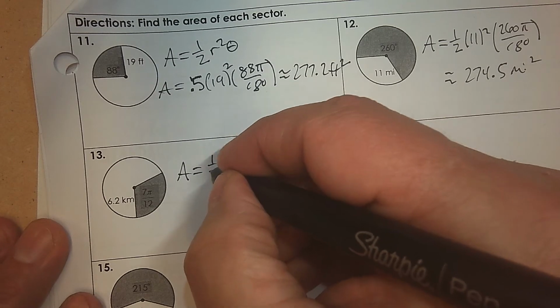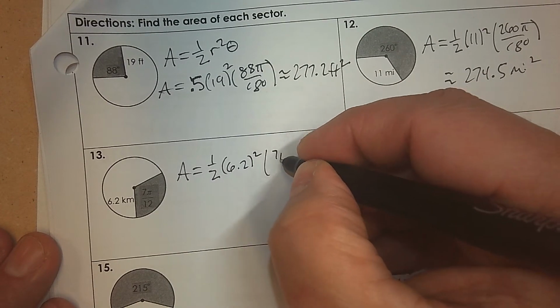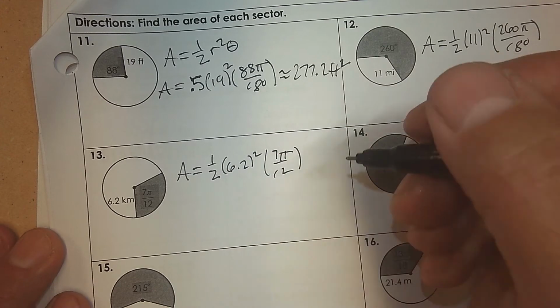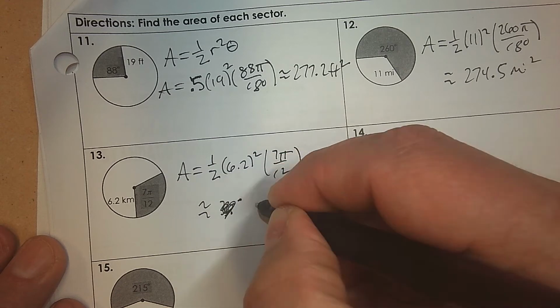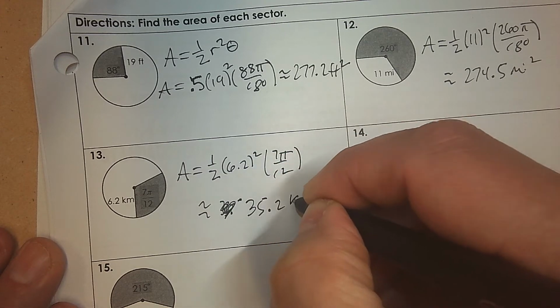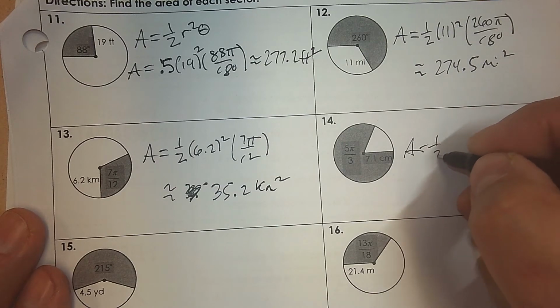So again, the formula, make sure you square the radius, and 7 pi over 12 is in radians, so that's good. And then use your calculator and you get 35.2 kilometers squared.